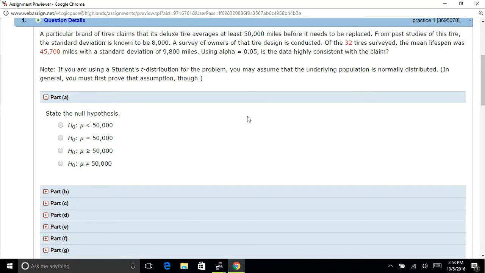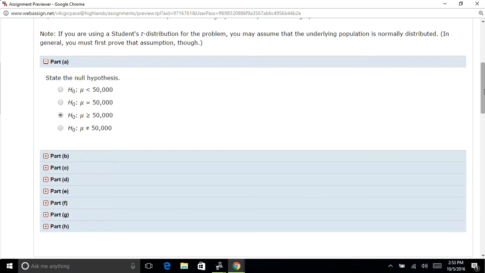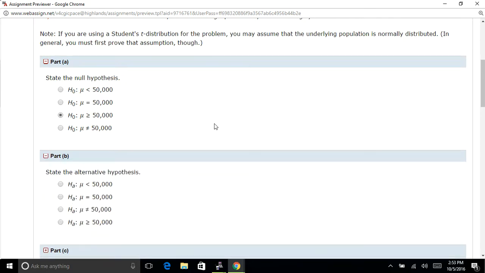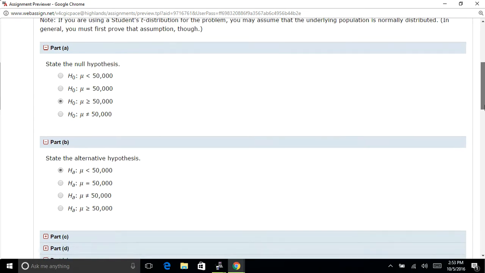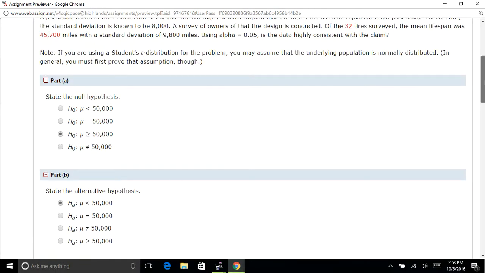Now remember, I want to get my null hypothesis, and that is the hypothesis that will always have the equals in it. And if I go back to the problem, I see the words at least 50,000 miles. So that means I have to worry about it being 50,000 miles and greater. So that makes this my null hypothesis. So let me think about my alternative. My alternative is my mathematical opposite. So it's going to be this one, because then the mean is less than 50,000 miles. So again, this is my null, this is my alternative.